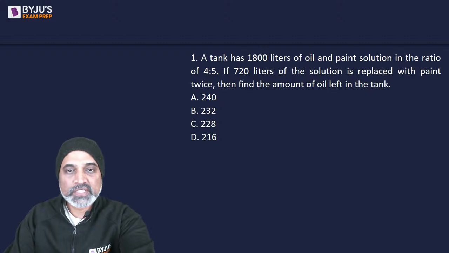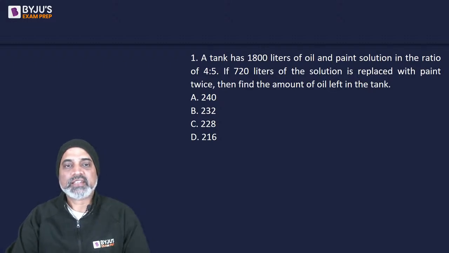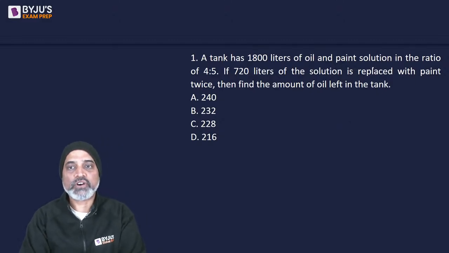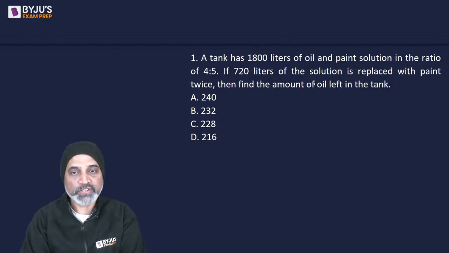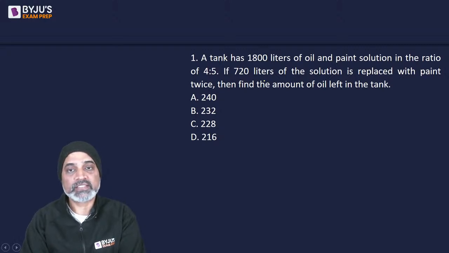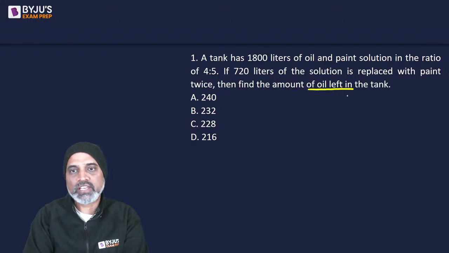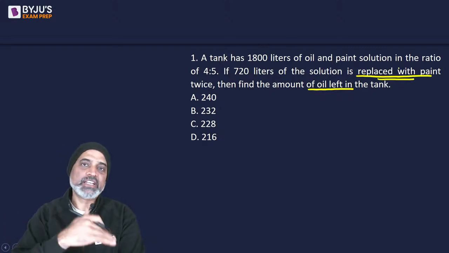Okay. So let's begin with the first question. A tank has 1800 liters of oil and paint solution in the ratio 4:5. If 720 liters of the solution is replaced with paint twice, then find the amount of oil left in the tank. So this is a question based on replacement. Since we are asked to find the amount of oil left in the tank, and the thing that is replaced is paint, we can directly use a formula.